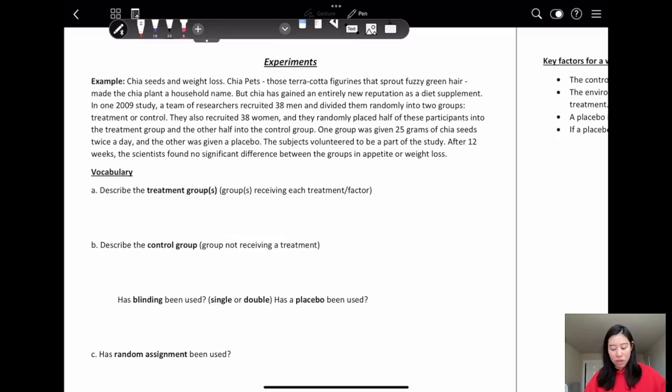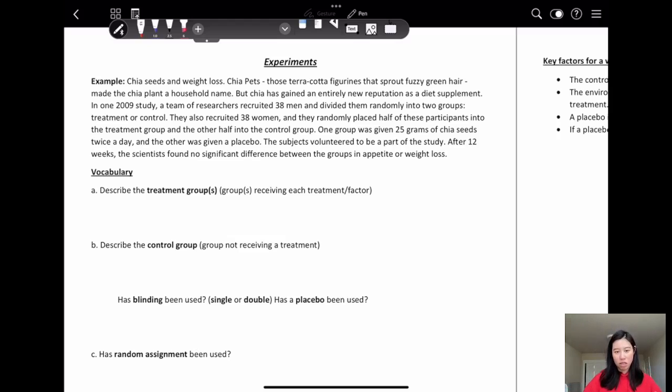One group was given 25 grams of chia seed twice a day, and the other was given a placebo. The subjects volunteered to be part of the study. After 12 weeks, the scientists found no significant differences between the groups in appetite or weight loss.